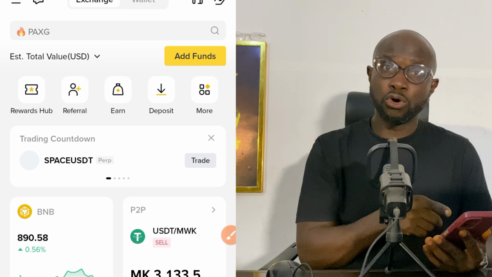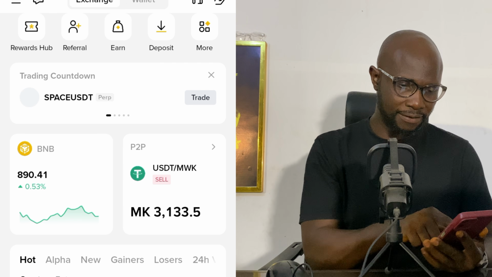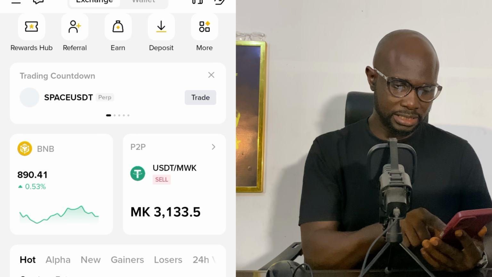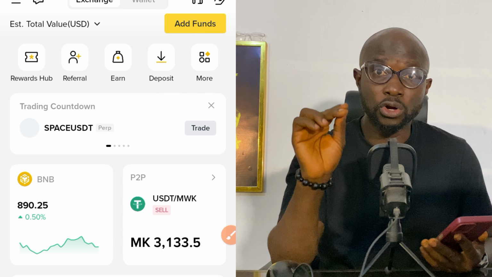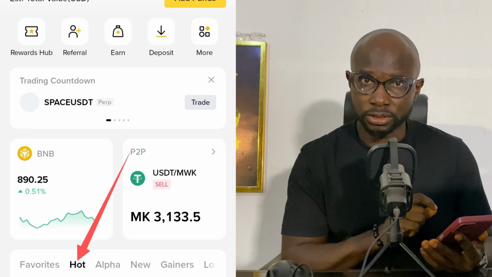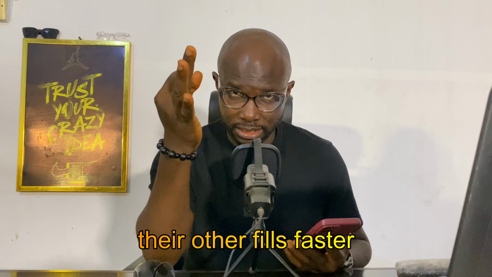Now, let's go practical. Step number 1, open your Binance app. Here is the homepage interface. You will see different sections here. You see hot, alpha, new, gainers, losers, and so on. For learning purposes, we are going to focus on the hot coins section because they are actively traded, they have high volume, and their orders fill faster. Although this does not mean they will go up or down. It simply means they are active.